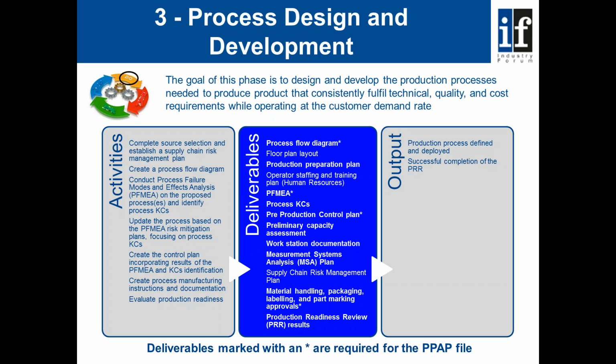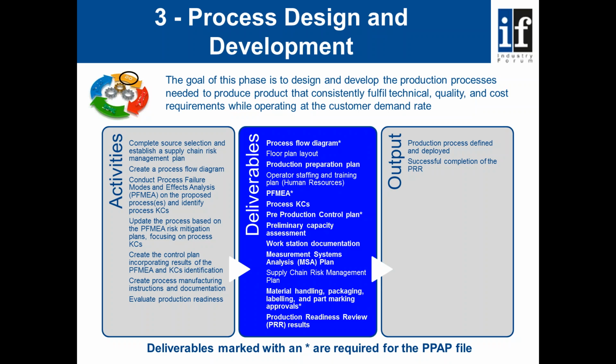We then move on to process design and development. So we've received the technical package from the design team. We're now designing a process to actually manufacture the product as it's been designed. So the goal of this phase is to design and develop the production processes needed to produce product that consistently fulfills the technical, quality and cost requirements while operating at the customer demand rate.